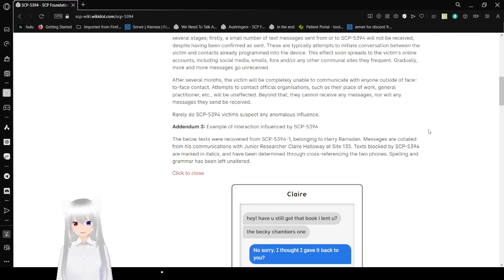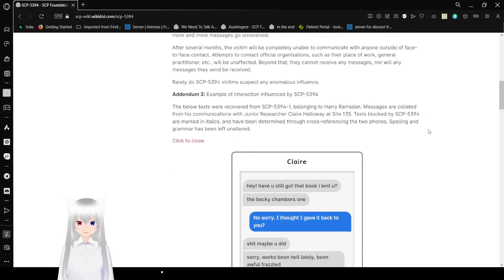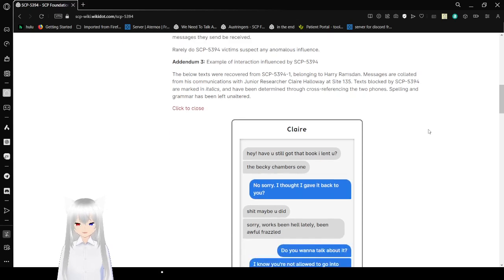After several months, the victim will be completely unable to communicate with anyone outside face-to-face contact. Attempts to contact official organizations, such as their place of work, general practitioner, etc., will be unaffected. Beyond that, they cannot receive any messages, nor will any messages they send be received. Rarely do SCP-5394 victims suspect any anomalous influence.